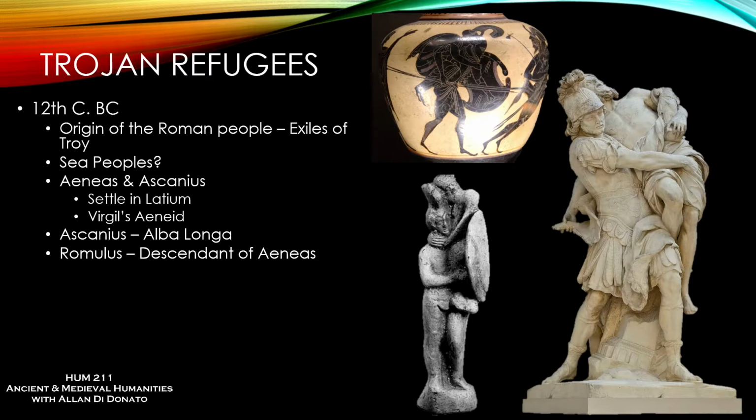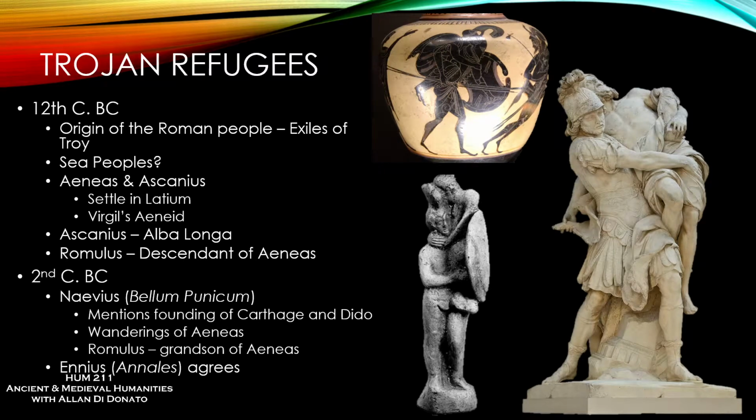Anyways, Ascanius, his son, is credited with founding a city in Latium known as Alba Longa. And this is going to be the parent city later to Rome. Now, from Alba Longa comes a descendant of Aeneas known as Romulus, and he is going to be the founder of Rome.